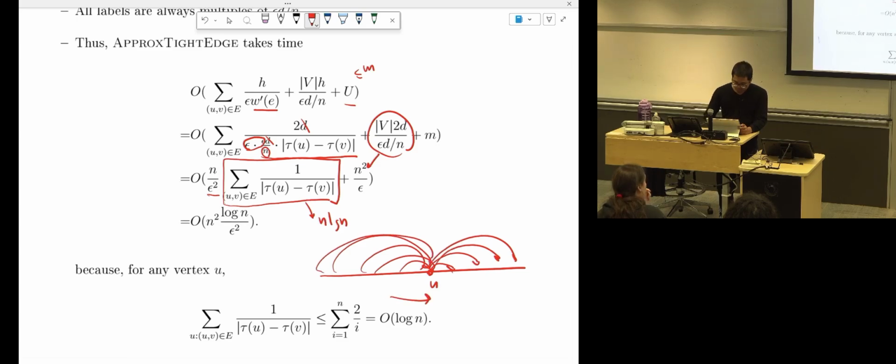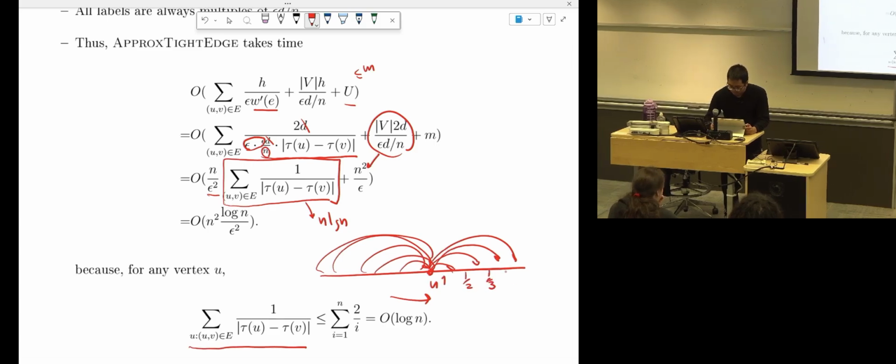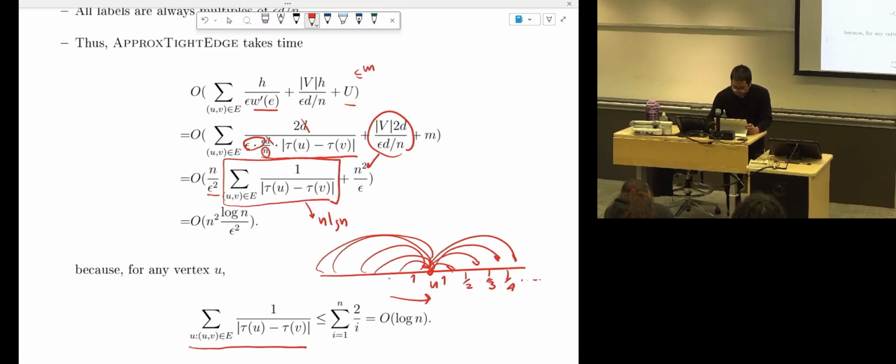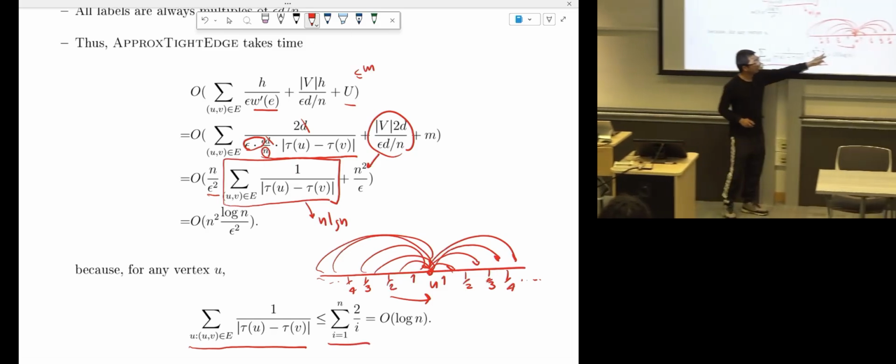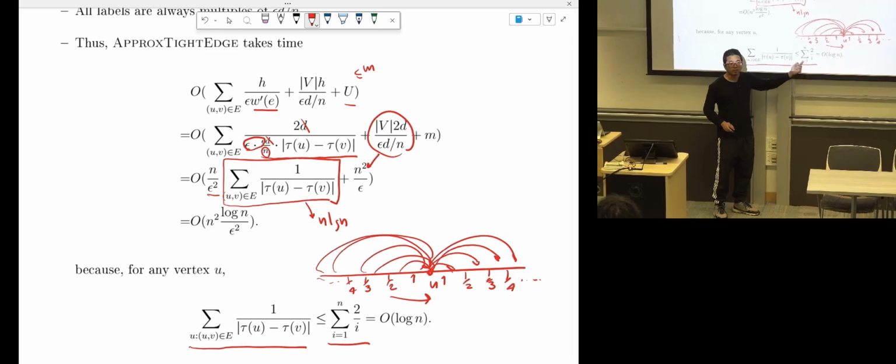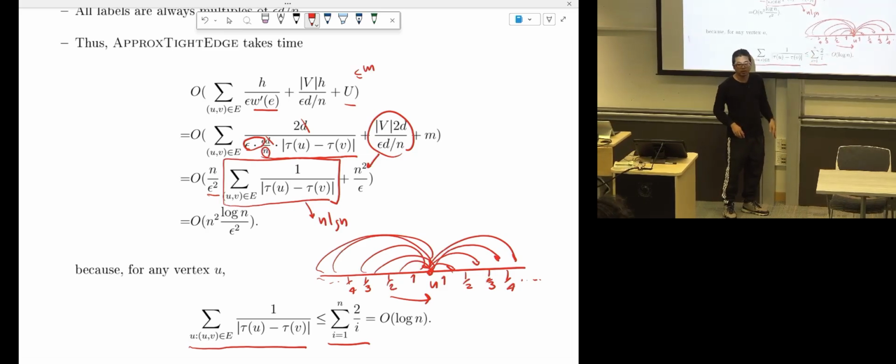When I sum this thing, it looks like I sum over 1, 1 over 2, 1 over 3, 1 over 4, and so on. So this is at most this sum, like 2 over i, starting from i up to n. But this is a harmonic sum, which is log n.